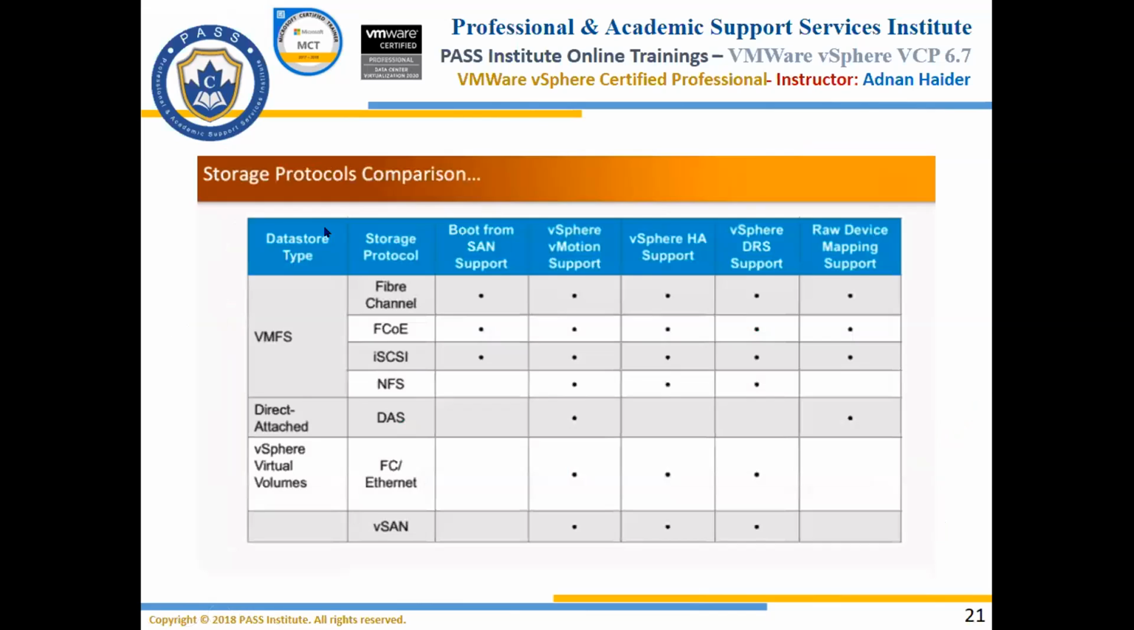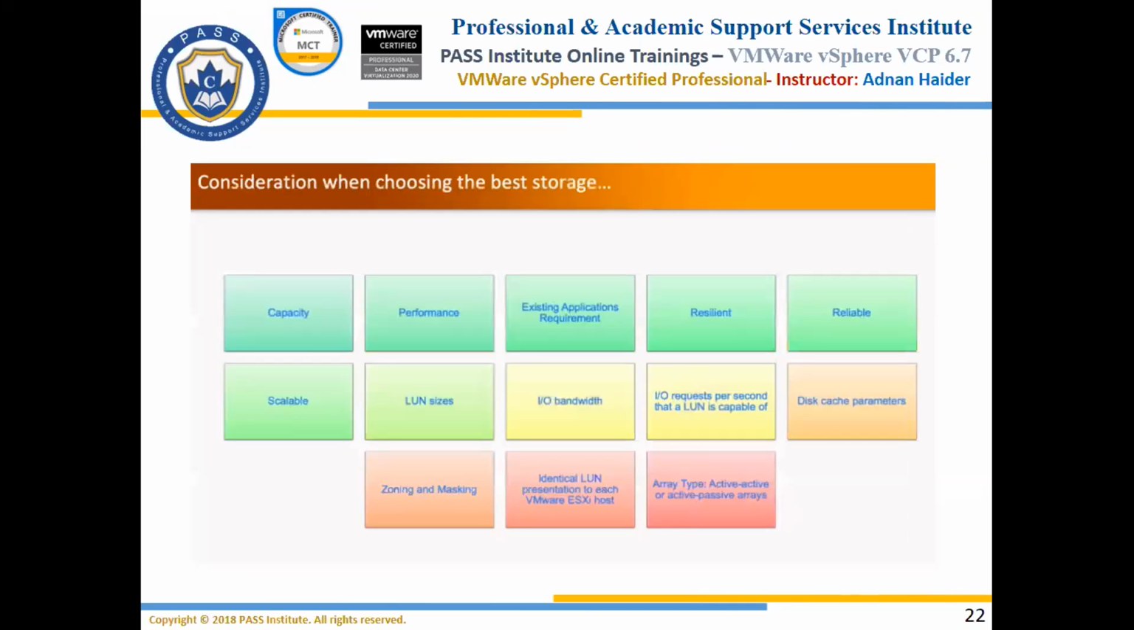So right here in this table, we can see the storage protocol comparison. Here we have all these different types of storage. VMFS is that data store where VMs are stored. Remember that when we create our data store, the disk is formatted with VMFS, and we learned that in the previous lecture and the one before. VMFS stands for VM file system. All these types of storage support VMFS. Also DAS can be used, and also vSphere virtual volumes, and vSAN. So this is just a table for information. There is nothing important here.